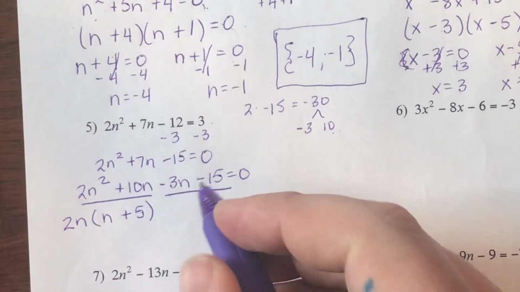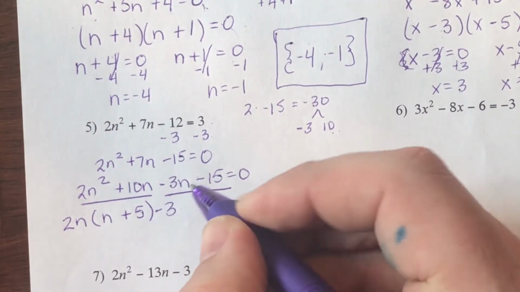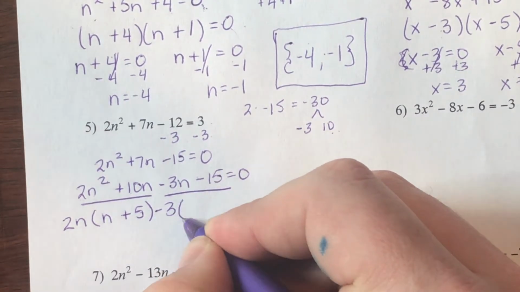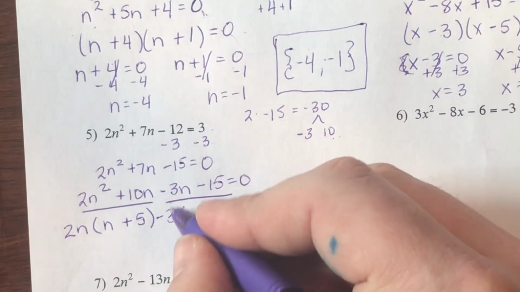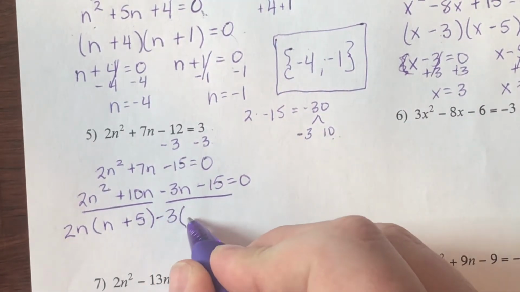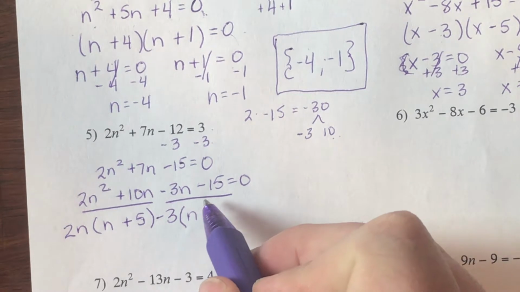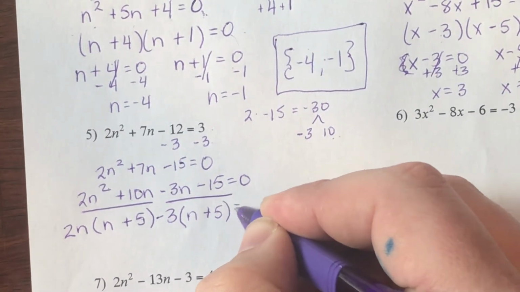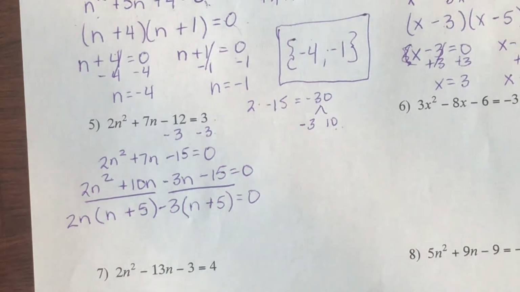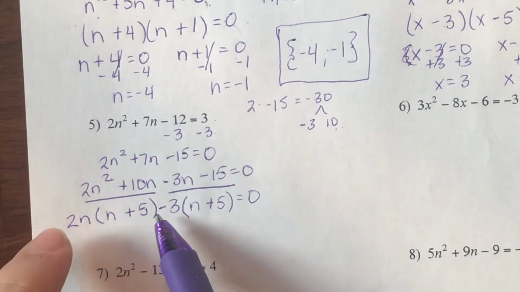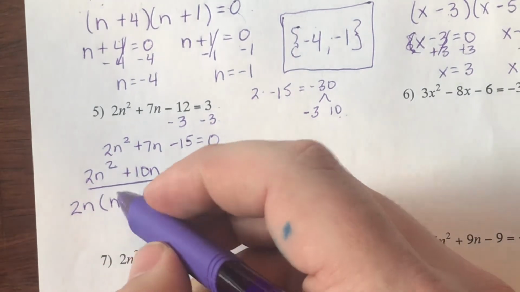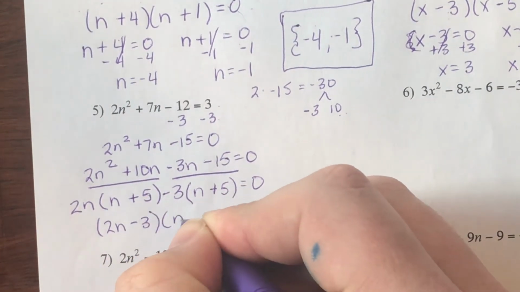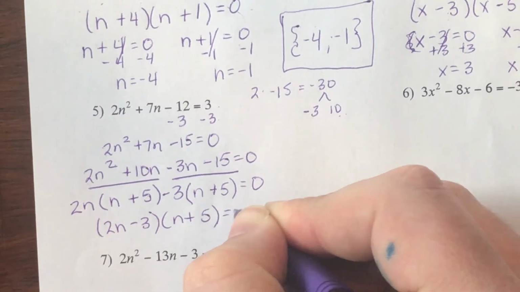Here, negative 3n and negative 15 have a common factor of negative 3. So when we pull a negative 3 out of negative 3n, we're left with n. Pull a negative 3 from negative 15, you're left with positive 5. So now we rewrite this, as we've practiced: 2n minus 3 and n plus 5 equals 0.